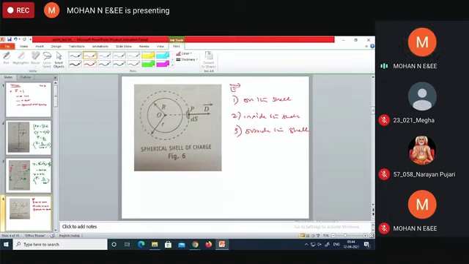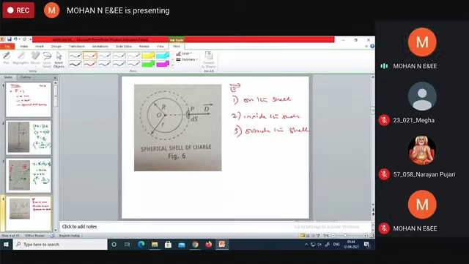Now the field at a point on the shell. Again, the radius of the shell is R. The same equation holds good here, but you have to choose the radial distance as capital R. So it is q by 4 pi epsilon naught R square into a r cap. Here it was small letter r because r is the radial distance from the origin.